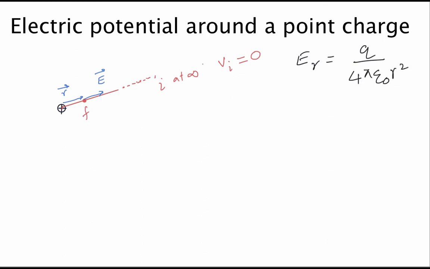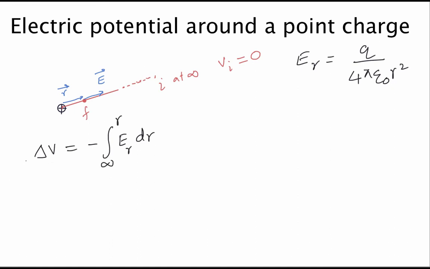Now I have a reference point located at infinity, where the potential is zero, and the final point is the point where I want to figure out the electric potential, which is R distance away from the source charge. Write down the equation: delta V is equal to minus the integral of E dot dr. Since I am considering only the R component, instead of the dot product I can simply write E_R multiplied by dr, going from infinity to R.